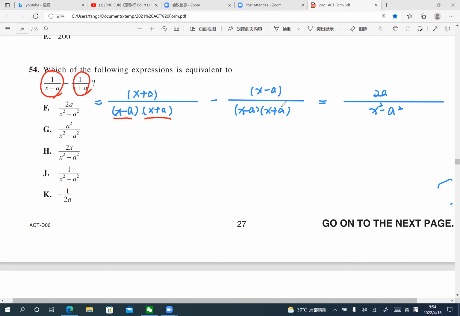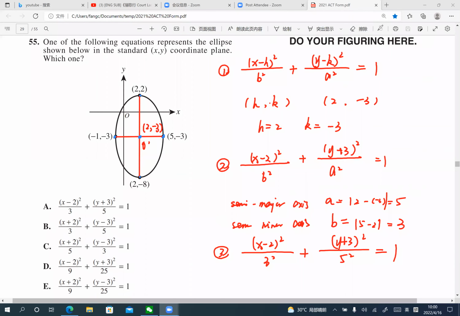Then the next step, we subtract the numerators. x plus a minus x plus a equals 2a. And after we simplify the denominator, we have x squared minus a squared. So for question 54, we should choose option F.